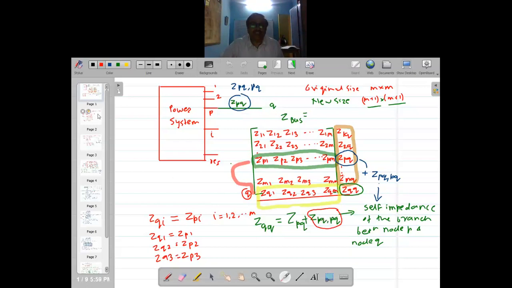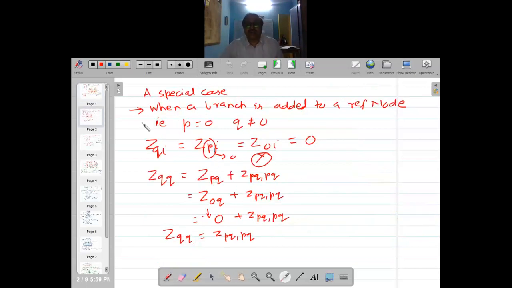And then we have seen the variations, that when a branch is added to a reference node, then P is 0. So ZQI is equal to ZPI, and ZPI is 0 because P is 0. Z 0 comma I has no meaning, so it is 0. So that complete row is 0, and the column too. ZQQ is also Z0Q plus ZPQPQ. Now Z0Q cannot be there because there is no index at 0, so it becomes 0. So ZQQ is equal to ZPQPQ. So that is the change.